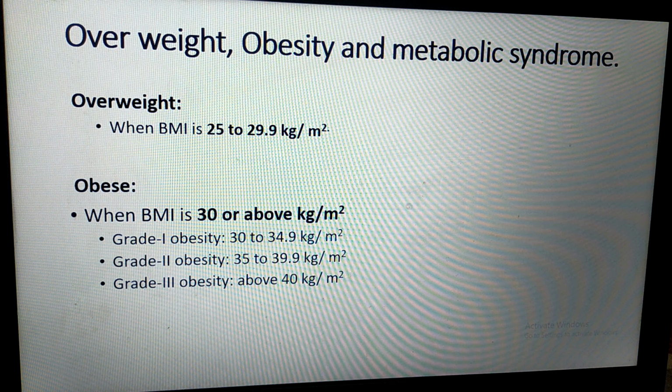Depending upon the BMI, obesity is further divided into grade 1, grade 2 and grade 3 obesity. BMI of grade 1 obesity lies between 30 to 34.9 kg per meter square, whereas BMI of grade 2 obesity lies between 35 to 39.9 kg per meter square. BMI of grade 3 obesity is 40 or above 40 kg per meter square.